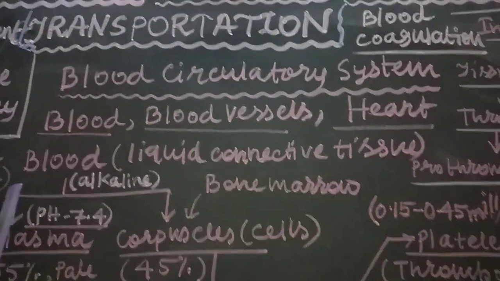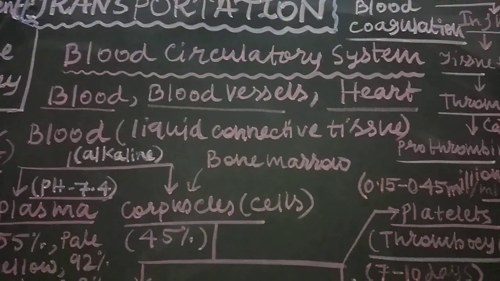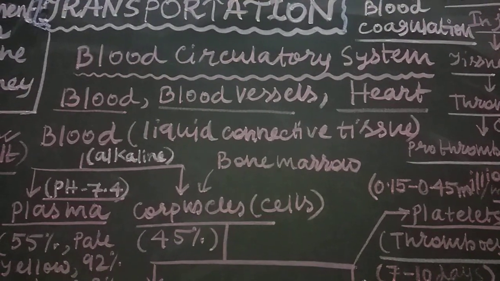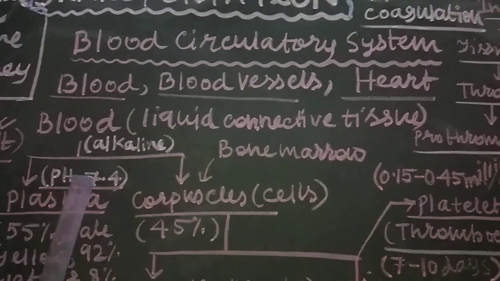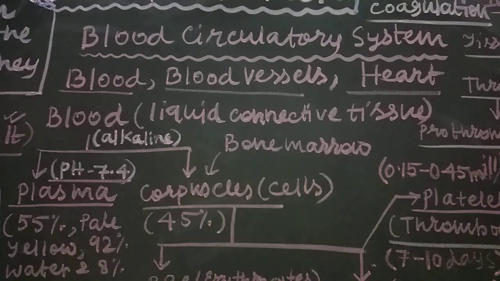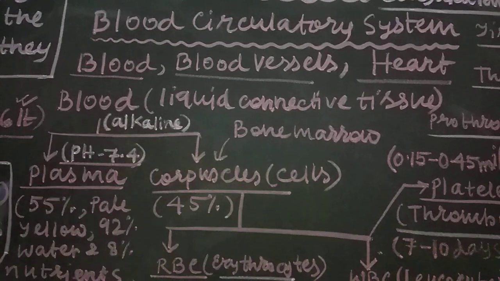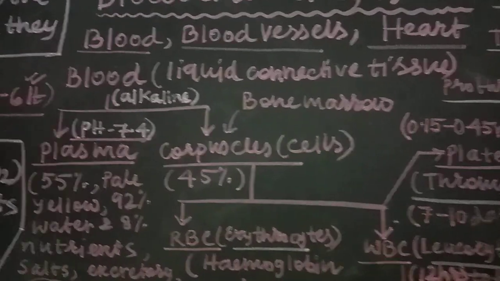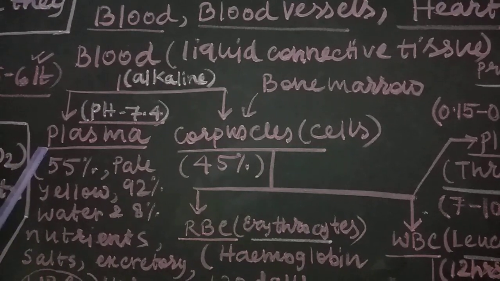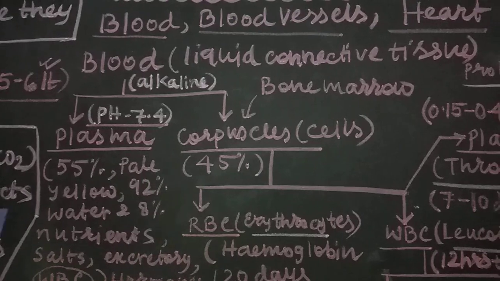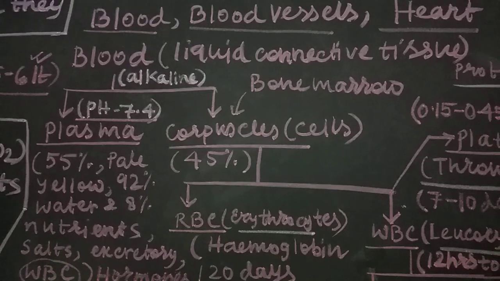What is blood? From your previous knowledge of class 9 you know very well that blood is a liquid connective tissue. In our body about 5 to 6 liters of blood is present. It is a little alkaline due to the plasma actually. Blood is mainly made up of two parts: blood plasma, and blood corpuscles or blood cells. Blood plasma has an alkaline pH of 7.4. It is a pale yellowish colored fluid which constitutes about 55% of blood.